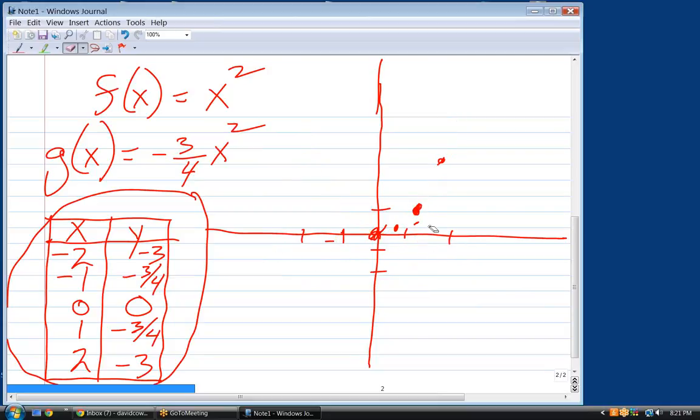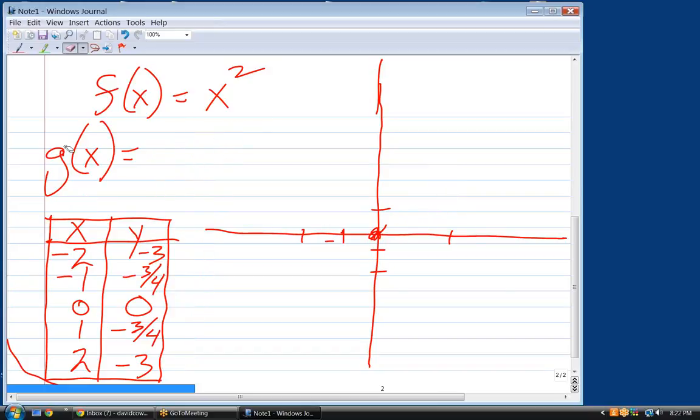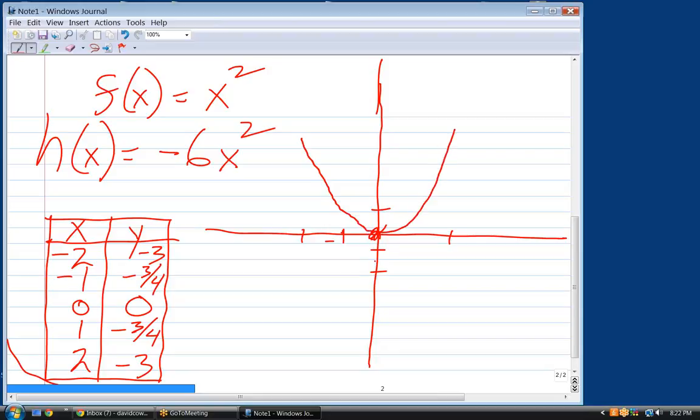I'll leave that. Oops. You got another one? Yes. H of x equals negative 6x squared. Okay. What's the first thing we want to do if this is our standard? Well, aren't we going to flip it? Yep. Okay, so it's a flip first, and then what?